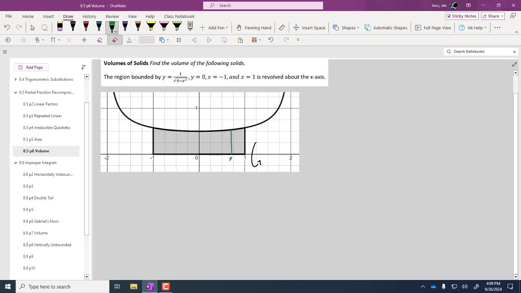The vertical element is touching, so when it rotates around, it's going to create that disk. The radius of that disk it creates is right there. The function is the radius. We know that the area of a disk is pi times the radius squared. So in this case, pi times r squared. We're going to have pi times, oh, that squared is pretty nice. You get that?